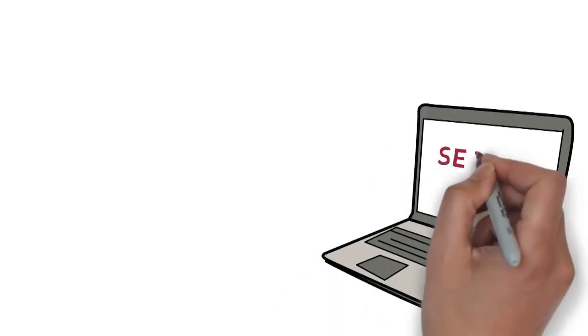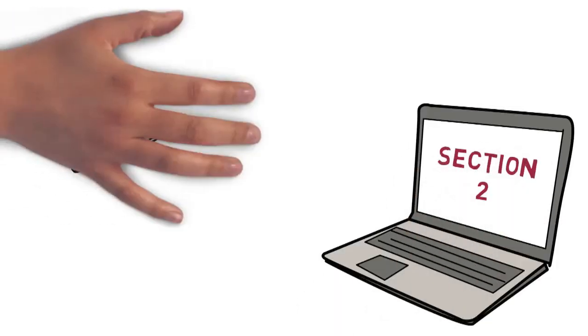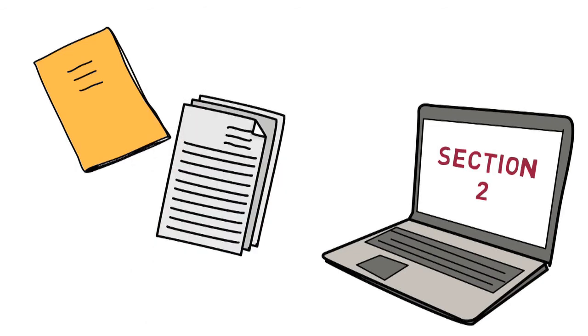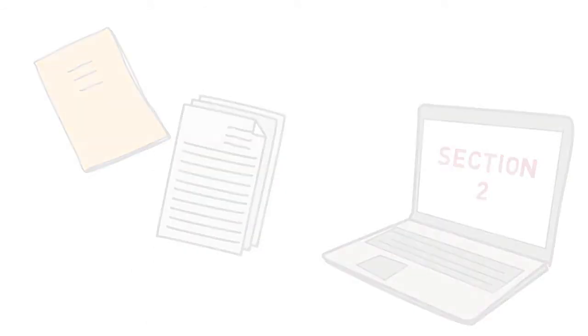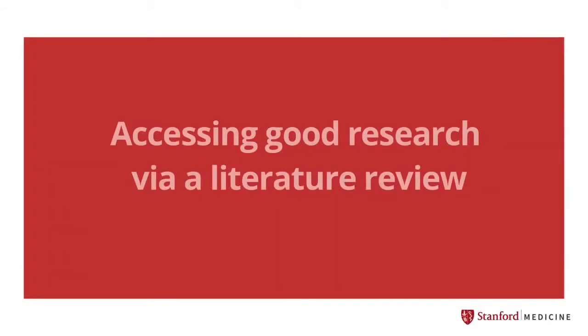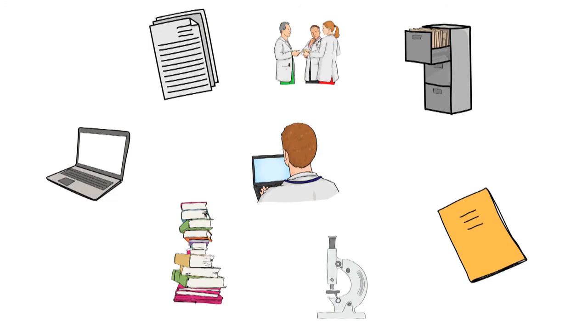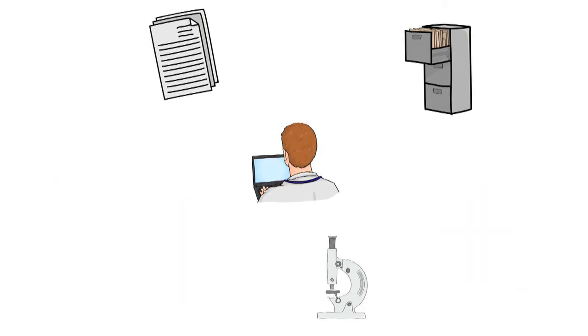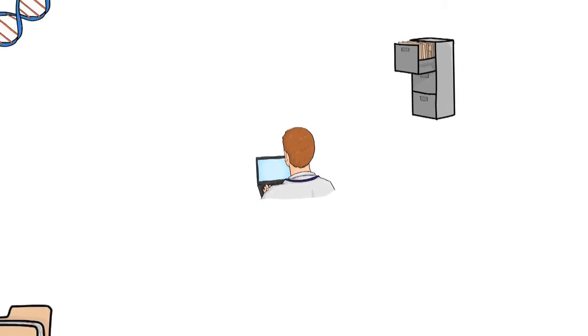In Section 2 of this module, we will use a journal article to illustrate these key attributes of good research. But first, let's talk about accessing good research via literature review. Start by doing some preliminary reading on the broad topic area. This step is instrumental in refining your research question. For example, if the literature available on the topic is plentiful, you may consider narrowing your focus. Whereas if a lack of information exists, you may need to consider broadening your focus.